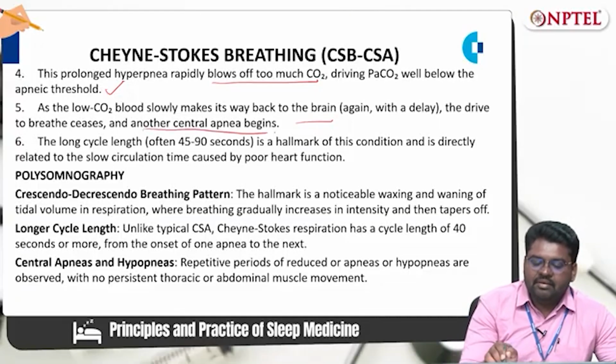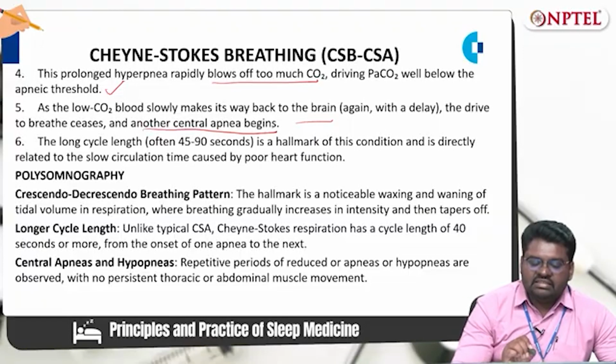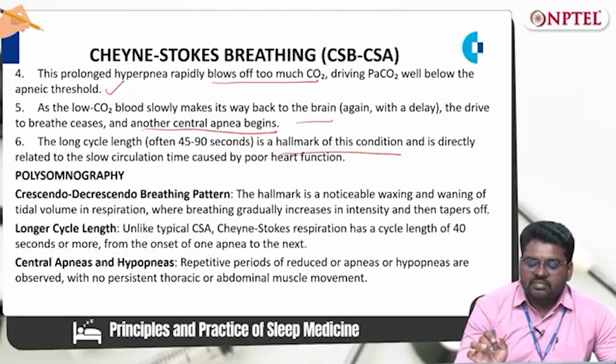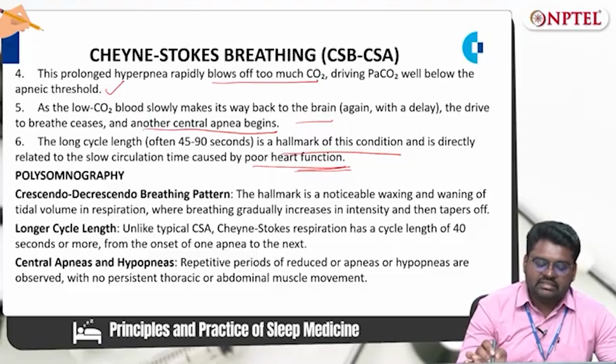another central apnea begins. The long cycle length, often 45 to 90 seconds, is a hallmark of this condition and directly related to circulation time. So it is caused by poor heart function. So poor heart function is the major culprit for this condition.